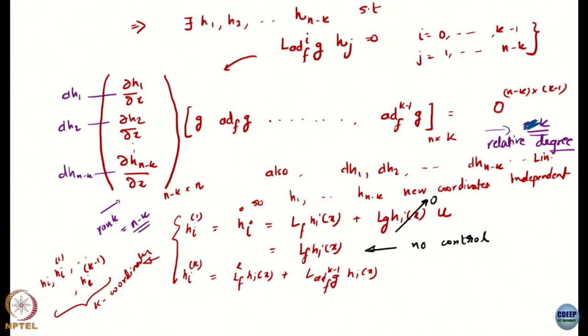So relative degree is actually not n minus k, relative degree is k. N minus k are these additional coordinates that we construct in which the control will not appear. Obviously, control will not appear because if I take the derivative of any hi, hi dot, I get Lf hi plus Lg hi u, so that is 0. There is no control in this. These h are what become your additional coordinates when you are looking at partial feedback linearization.